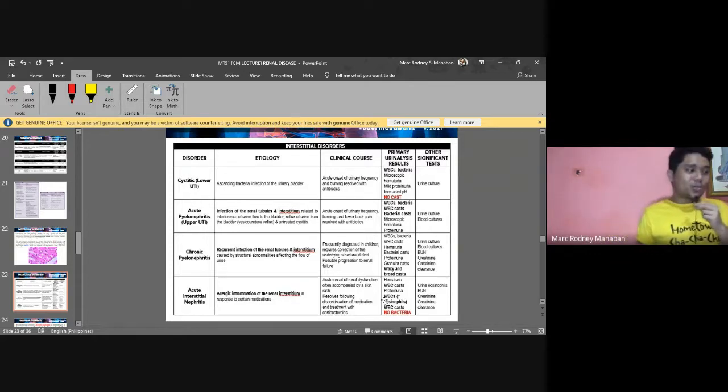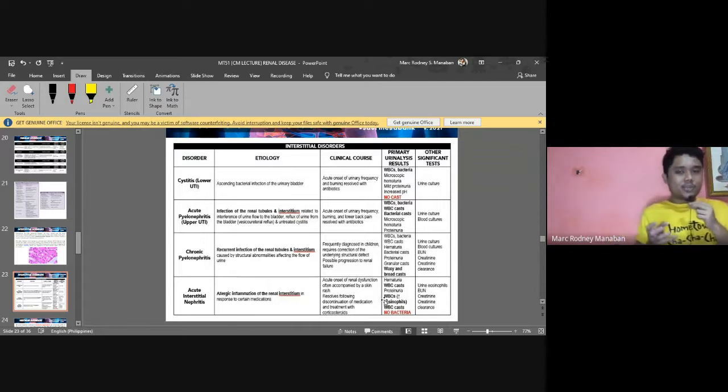So other significant tests, of course, urine culture, blood culture, and you now add kidney function tests because, again, it's chronic, so you're expecting a possible progression to renal failure. So you have to include kidney function tests such as creatinine, your BUN, and of course, creatinine clearance. Okay. And of course, your acute interstitial nephritis.